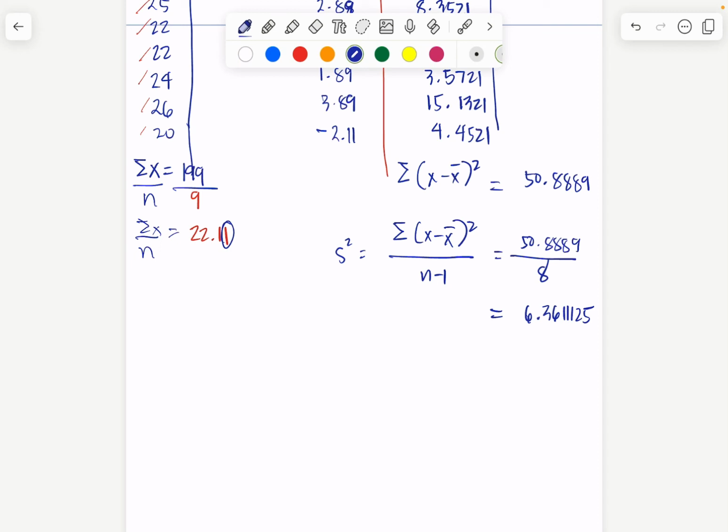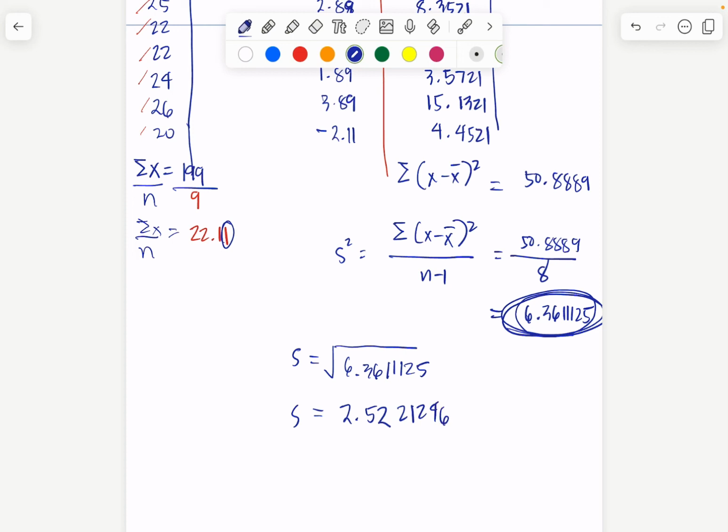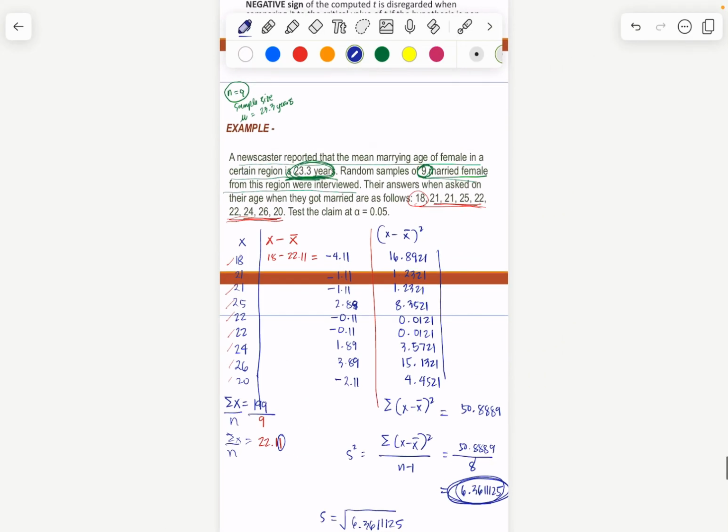What's important here is to get our sample standard deviation. The formula for the sample standard deviation is just the square root of this. So, how do we do it? S should be the square root of your sample variance, which is 6.3611125. So, S will be 2.52 21246. Round it off to the nearest hundredths, so 2.52. Now we have our sample standard deviation and can proceed in solving the problem.